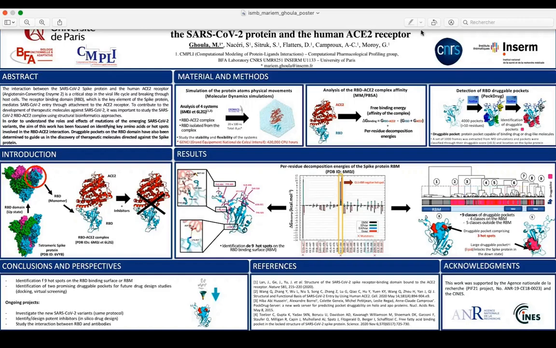And finally, we use POCKETDRUG to detect druggable pockets on the RBD domain. So a set of 1,000 frames were selected from the MD simulations, and in total, we extracted 4,000 pockets. And the criteria were that only pockets comprising more than 10 residues and at least 1 hotspot are analyzed. Why more than 10? It's because a protein pocket is considered druggable if 10 or more amino acids are assembling it.